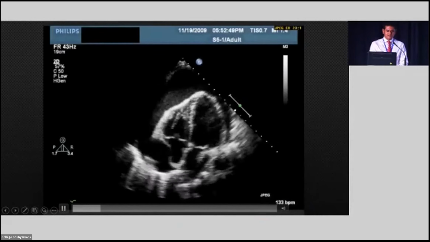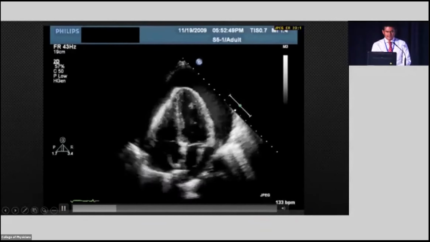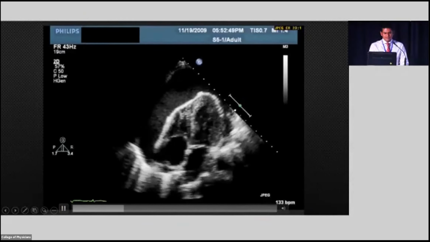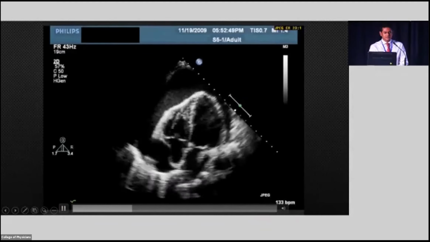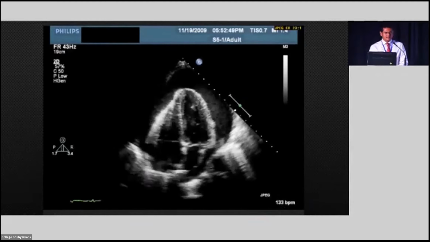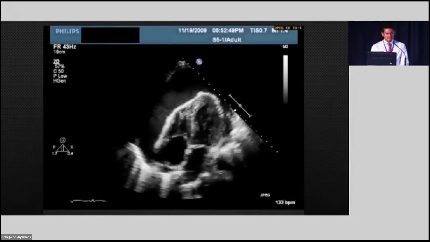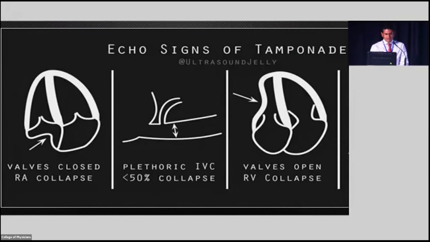Now you see there's a lot of fluid in the pericardial sac. And you also see floating particles. So it's most likely to be a chronic pericardial effusion. Now you see the floating heart, this is the reason that you get electrical alternans in the ECG. So echo signs of tamponade: you get atrial collapse, systolic atrial collapse and diastolic atrial collapse, and a plethoric non-collapsing IVC.